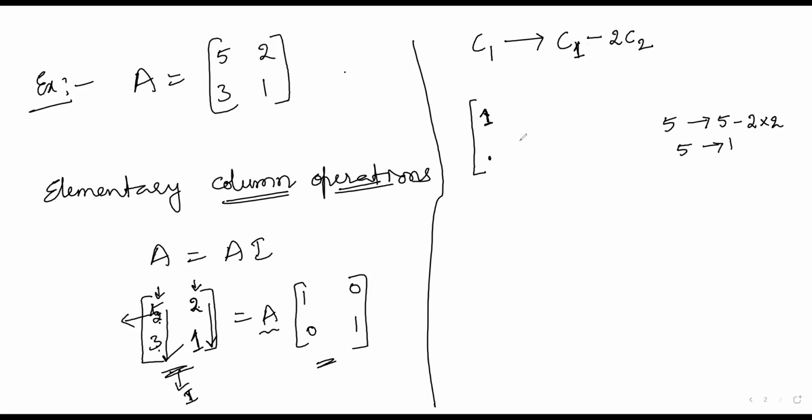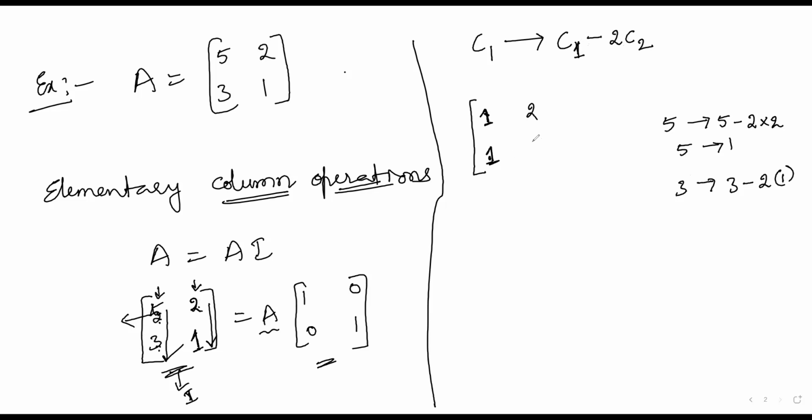Hope you got this point, right? Yes, sir. Now this 3 becomes what? This 3 becomes 3 minus 2 times C2. This is C1. 2 times C2 is 1. So this becomes 1.